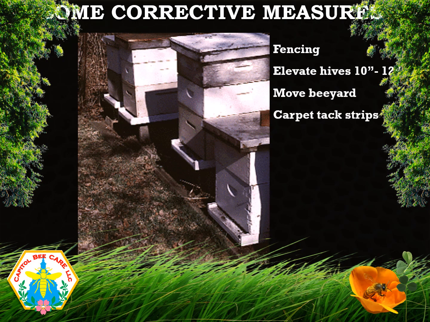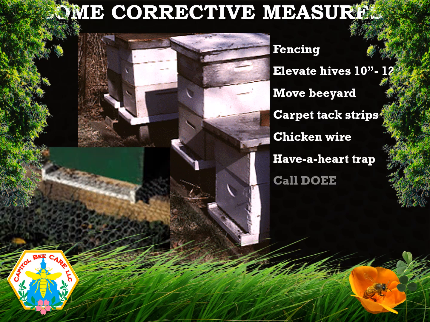And you can use fencing. You can elevate the hives up above where they can reach to, especially for the things like the possums and the skunks. Carpet tack strips on the front of the colony can deter critters. Chicken wire that kind of covers over the entrance and drops all the way down to the ground. Have a heart traps. You can call your local animal control, see if they can come out and trap your pest.